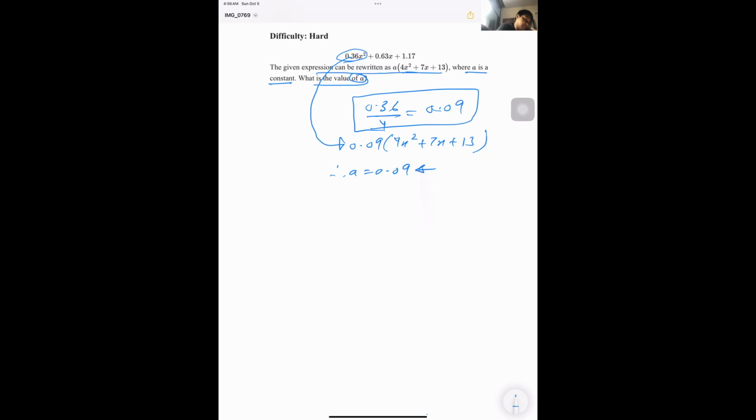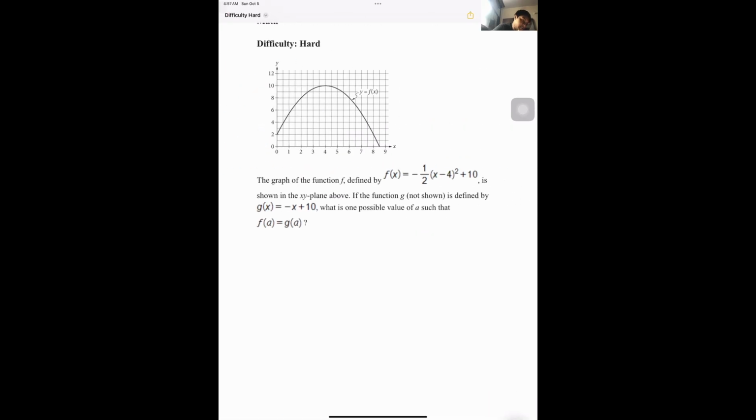Right? Next question. The graph of the function is defined as this, shown in the xy plane. The function g, not shown, is defined by this. What is one possible value of a such that this? Okay, so we'll just put a in place of x. So minus a plus 10 is equal to minus... They've asked for one possible value because it's a quadratic equation, so this should give two answers, but we have to select one possible.